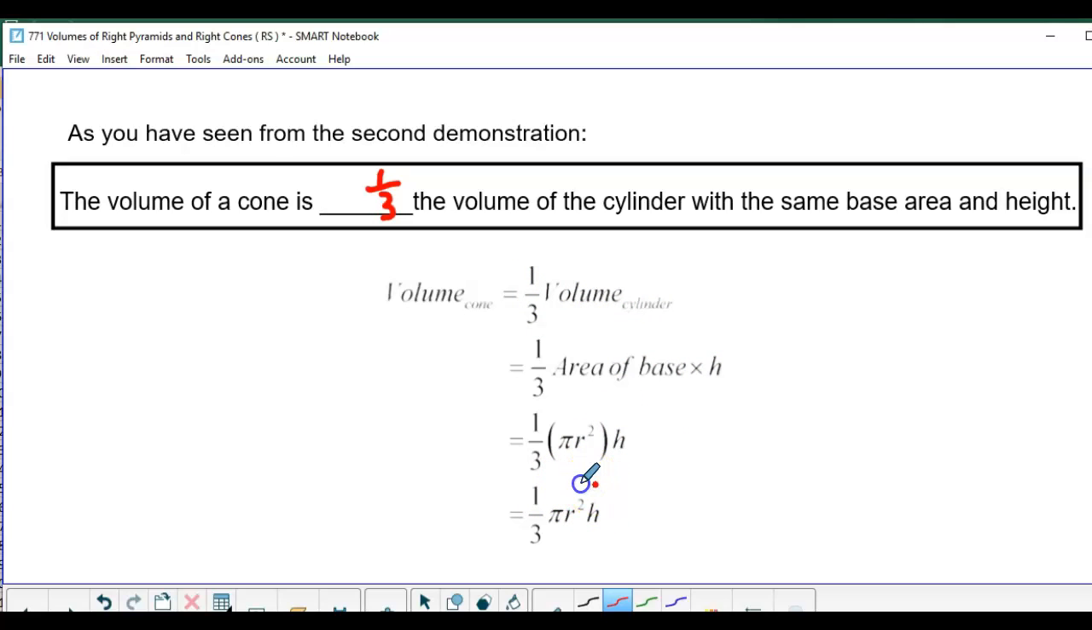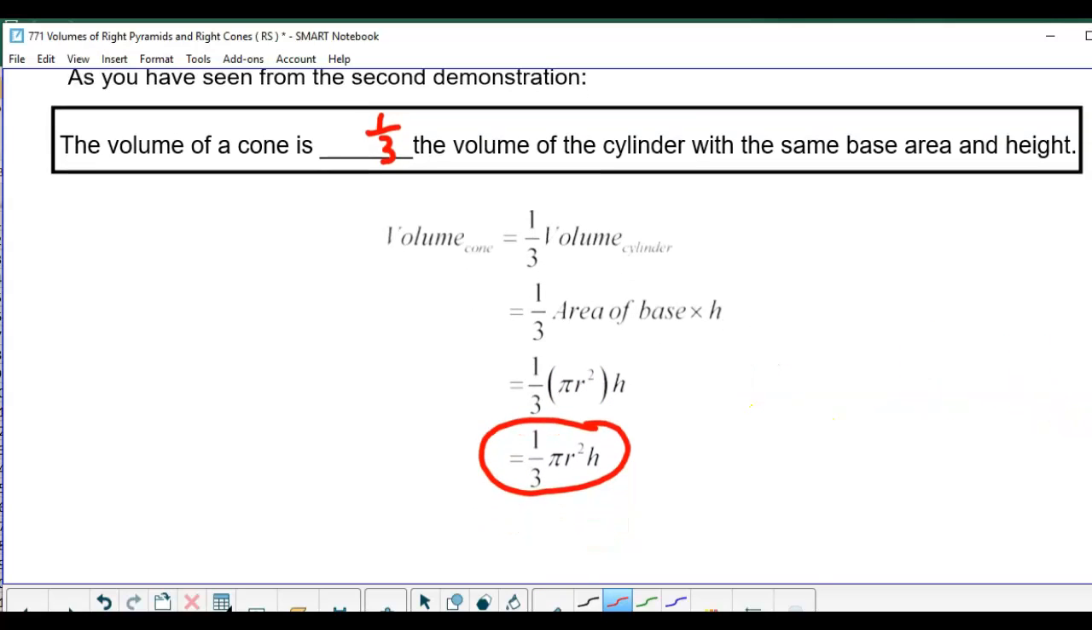This one's nice because it's always going to be the same, because the base is always a circle. So 1/3 pi r squared times height.